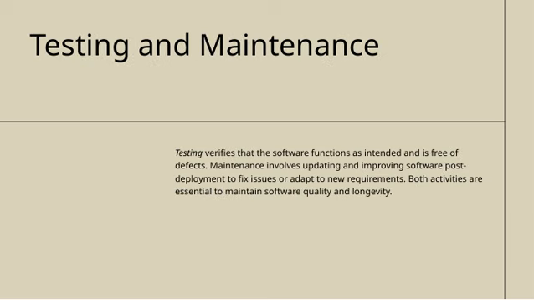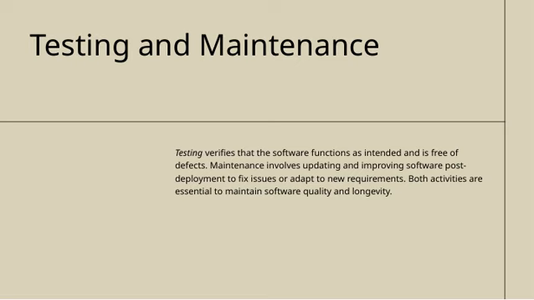Now, let's talk about testing and maintenance, which are crucial stages in the software development process. Testing is all about making sure that the software works as intended and that it's free of defects. It's like giving the software a thorough checkup to catch any issues before it reaches the user. This helps ensure reliability and user satisfaction.